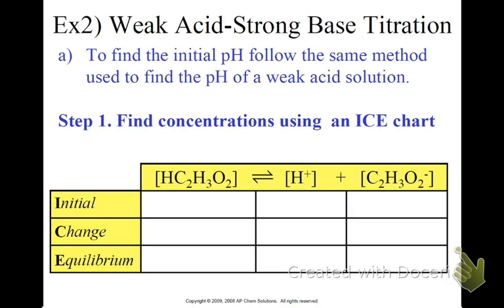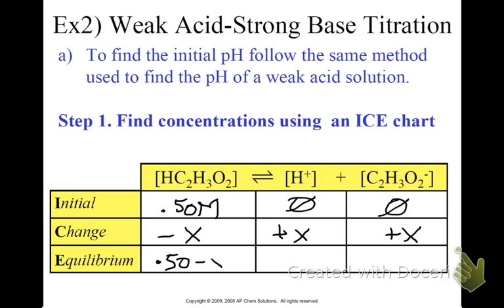So initially we had 0.50 molar acetic acid, and 0 of this and 0 of that. This one is going to have to decrease by x so that these two can increase by x, which means at equilibrium, this is going to be 0.50 minus x, and both of these will be plus x.